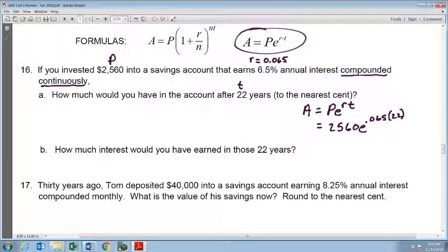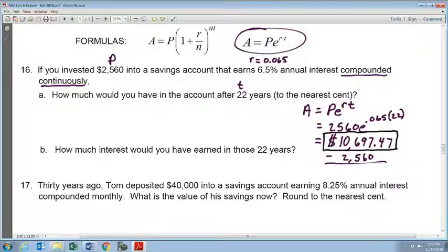So when you put this into your calculator, make sure that you're getting $10,697.47. So we made some money out of that. It says how much interest would you have earned? Well, since we started with $2,560, if we subtract that from what we have here, that'll tell us how much we earned in interest. So $8,137.47.